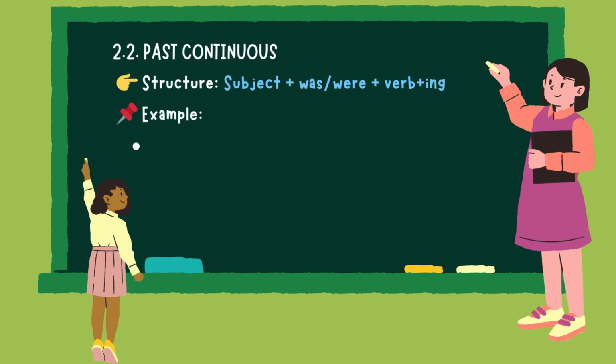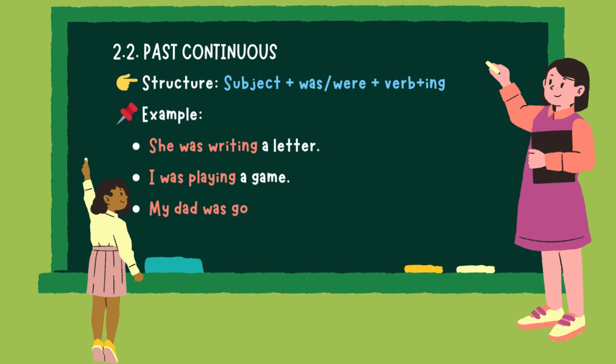Example: she was writing a letter. I was playing a game. My dad was going to London. We were celebrating a festival.